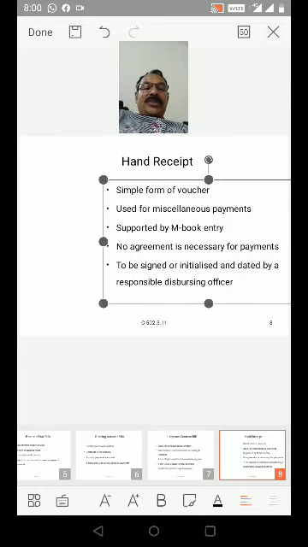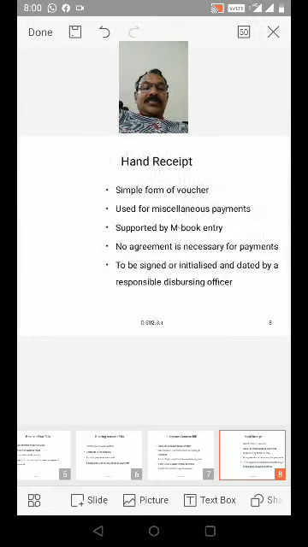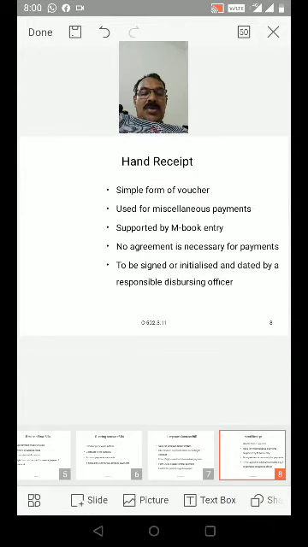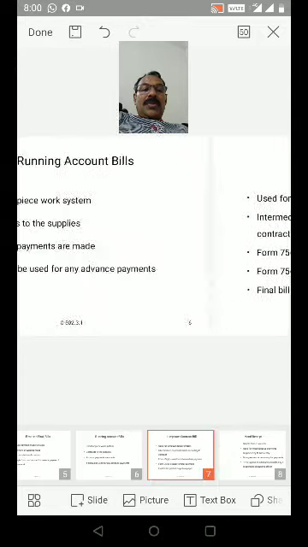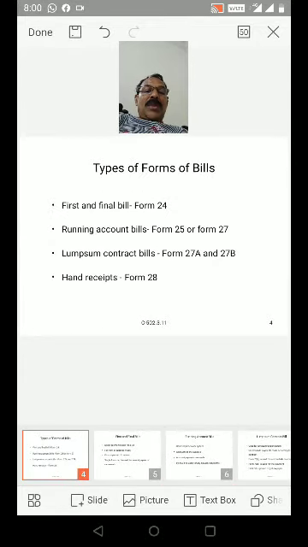Now we are discussing types of forms of bills. There are four types. Those are first and final bill, Form 24, and running account bills, Form 25 or Form 27. A running account bill uses Form 25, or you can use Form 27 for a running account bill.